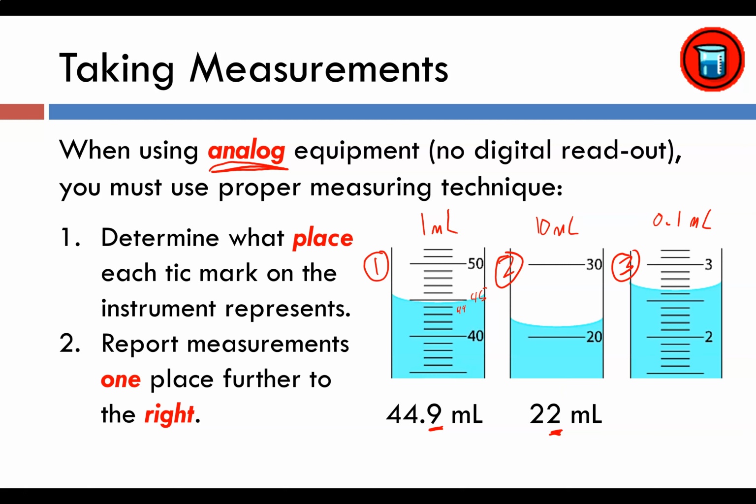Graduated cylinder number 3. I see this as 2.64 milliliters. It's definitely between 2.6 and 2.7. I had to take a guess at the hundredths place, so it is the uncertain digit. And I will be reminding you of this when we're in the lab, and we'll get some more practice in.